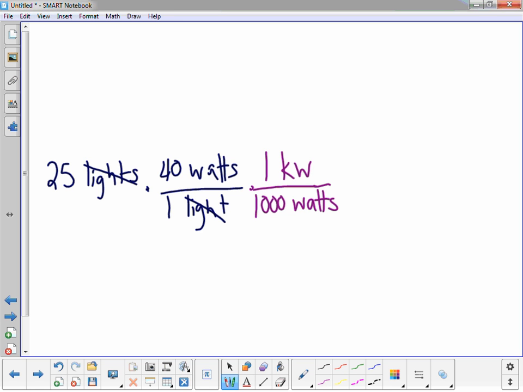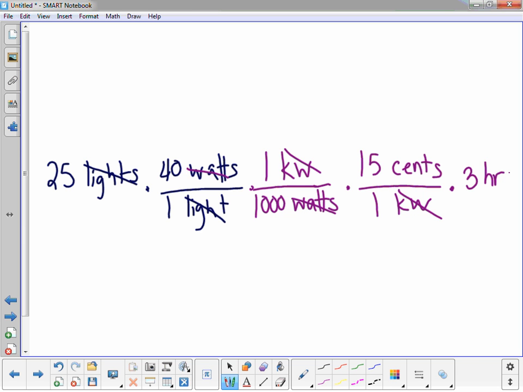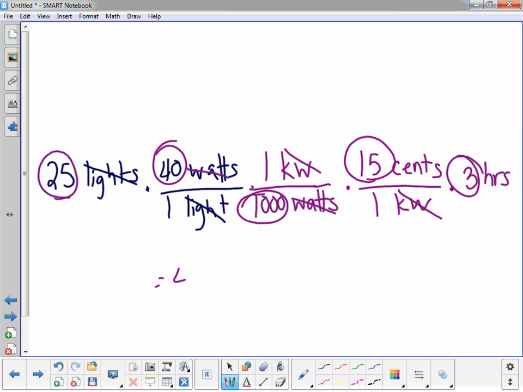Okay, then it says it costs 15 cents per kilowatt. So there's 15 cents for 1 kilowatt. So here I've canceled out watts. Now I've canceled out kilowatts. And I want to calculate the cost of using the electricity for 3 hours. So right now I have it to cents. So I want to multiply that amount of cents by 3 hours. So now all we're going to do is multiply and divide straight across. So I'm going to take 25 times 40 divided by 1,000 times 15 times 3. And when you multiply all of that together, you end up with 45 cents. So it costs 45 cents to run those lights for 3 hours.